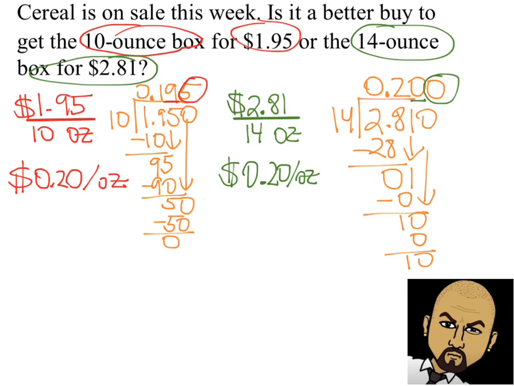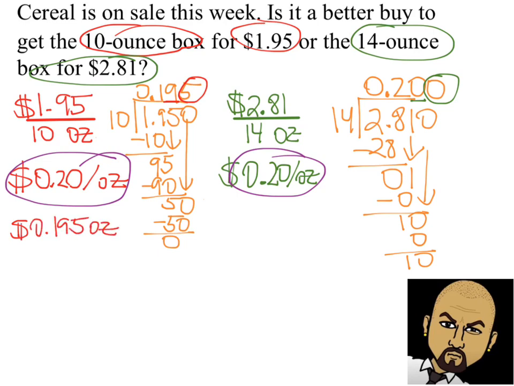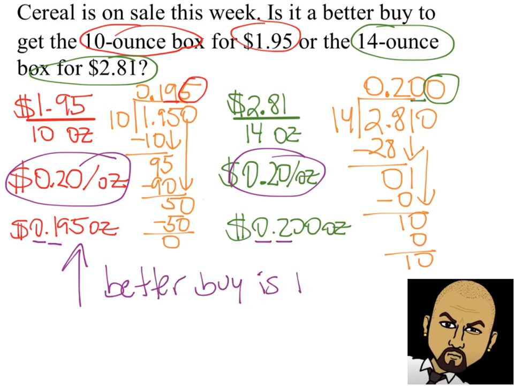So what do we do? Well, we need to look at the original prices, which we did in our division up above, and we have to compare the whole numbers, which are the same. We compare the tenths, which is different. And so which one ends up being cheaper? The better buy is the 10-ounce package for $1.95. So that is a quick rundown on comparing unit rates.